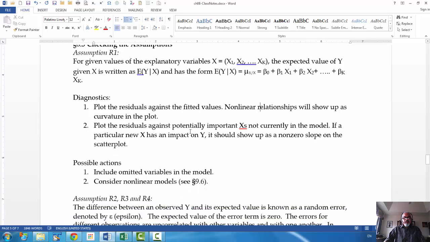Now, what are you looking for? Remember, residuals are just random error values. So if the points in the plot are all randomly distributed and you cannot make out any pattern, then that's a good thing because the error values are completely random. That means the model that we have assumed is valid.